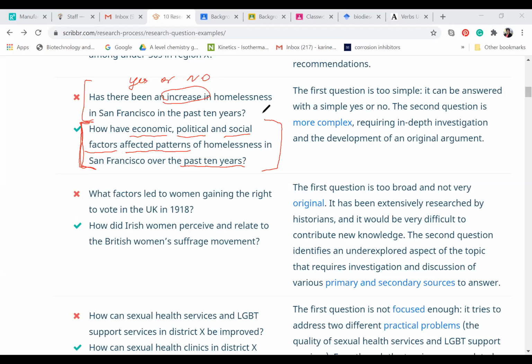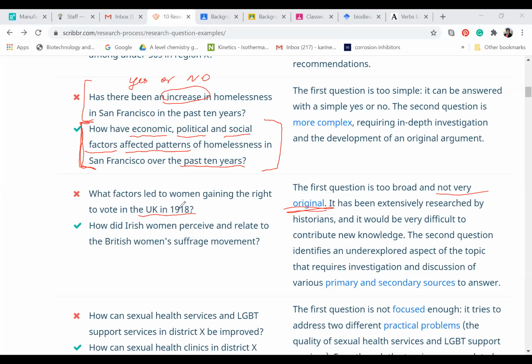I'm hoping that you are seeing how your problem statement can be incorrect, can be not focused. Even here, look here, the next one. What factors led to women gaining the right to vote in UK in 1918? Again, here now it says it's not very original, meaning also maybe it is multiple factors.